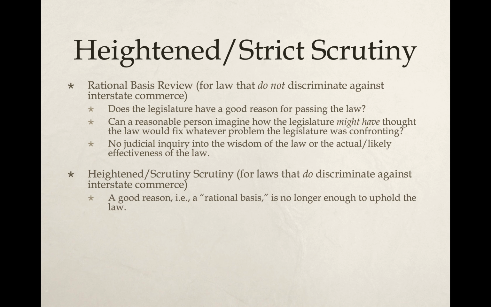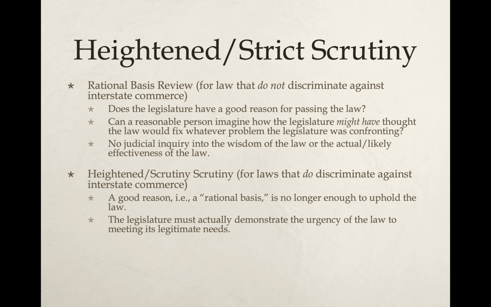So if the state statute does discriminate against interstate commerce, then a rational basis is not going to be a good enough reason to uphold the law anymore. At this point, the burden will shift to the state itself. Under rational basis review, the burden would be on the challenger claiming that the state statute violated the Dormant Commerce Clause. If the state statute is discriminatory against interstate commerce, the burden will be on the state. And at that point, the state will have to demonstrate the urgency of the law to the meeting of its legitimate needs.